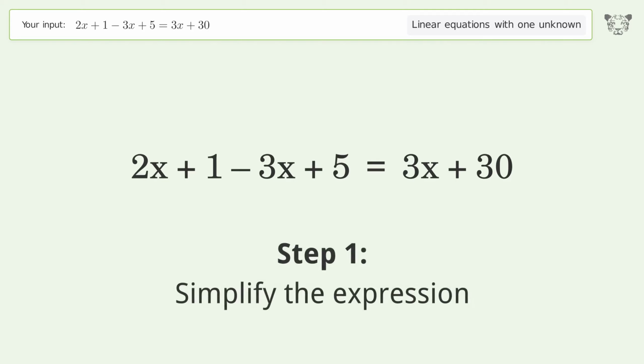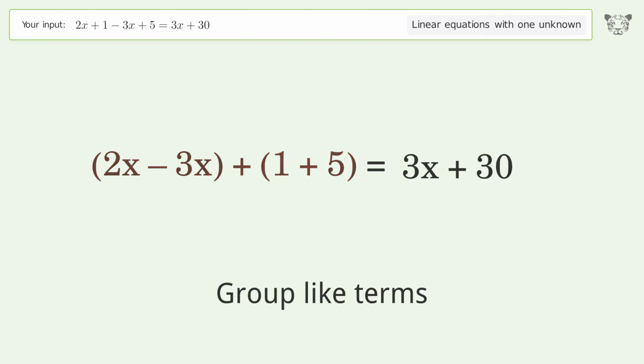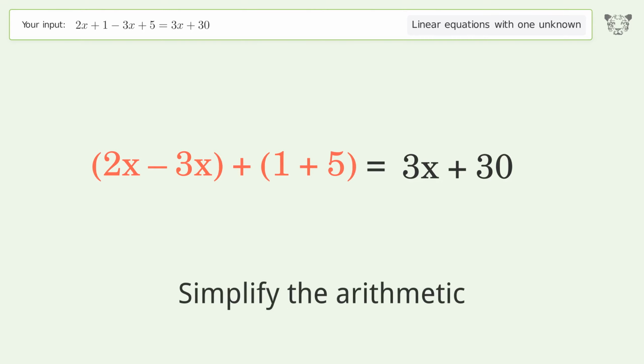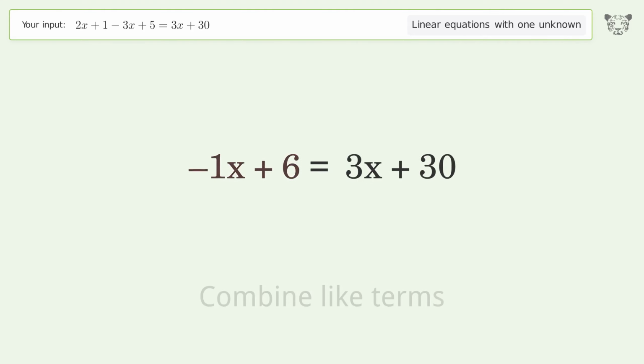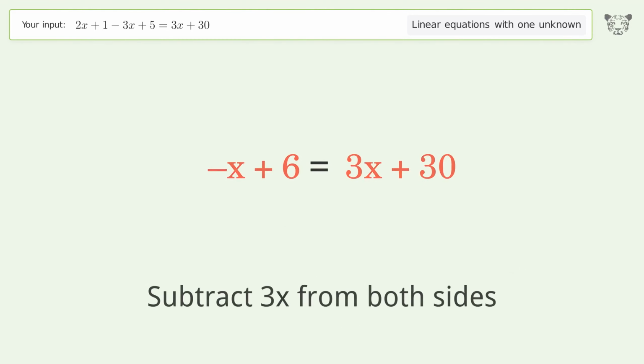Simplify the expression. Group like terms. Simplify the arithmetic. Combine like terms. Group all m terms on the left side of the equation. Subtract 3x from both sides.